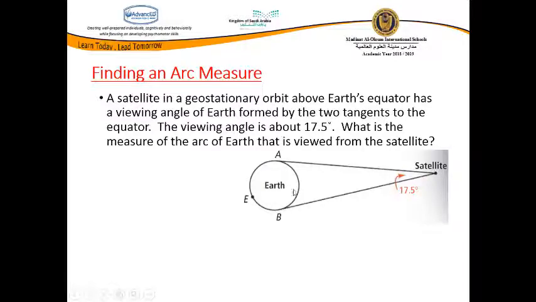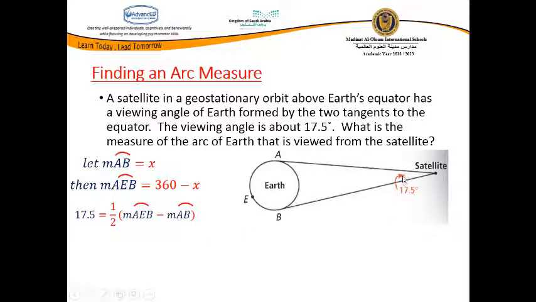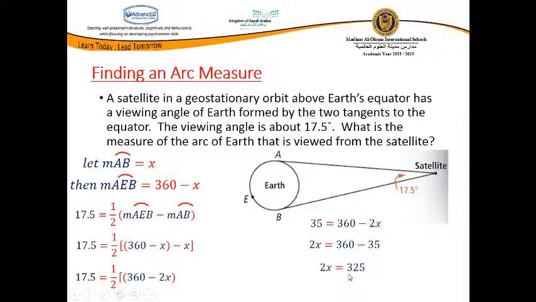Let me represent arc AB using the variable x. Then the measure of arc AEB is equal to 360 minus x. By applying our theorem, the angle 17.5 equals half the difference of the two arcs. By substitution, 17.5 equals half of 360 minus x minus x. Combining like terms, negative x and negative x give negative 2x. Then 17.5 equals half of 360 minus 2x. Multiplying both sides by 2, we get 35 equals 360 minus 2x. Solving this equation, 2x equals 325, then x equals 162.5.